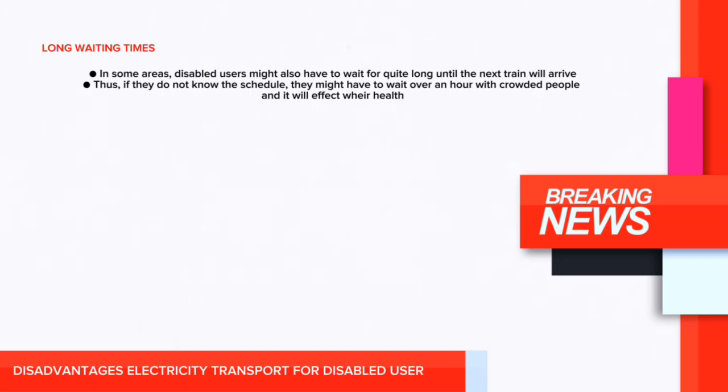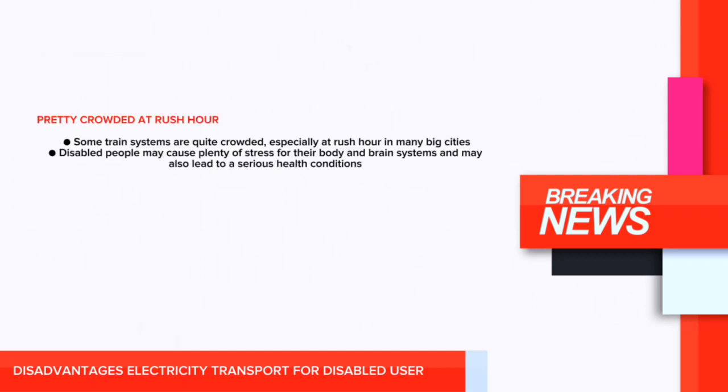Next, the disadvantages of electricity transport for disabled users. Firstly, long waiting time. In some areas, disabled users have to wait quite long until the next train arrives, and if some users do not know the schedule of transport, they might have to wait over an hour with crowded people, and it will affect their health.